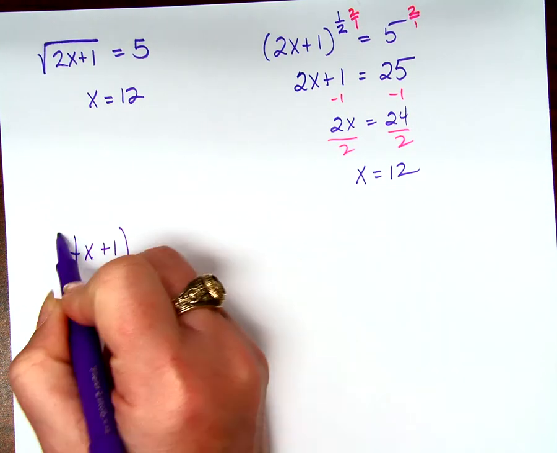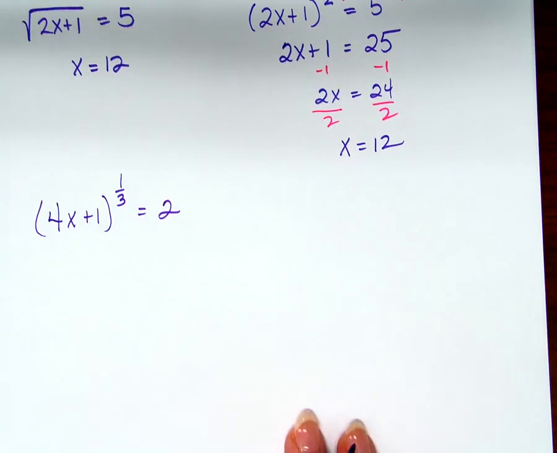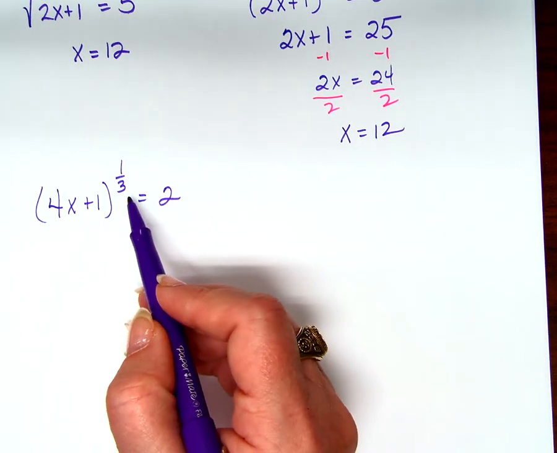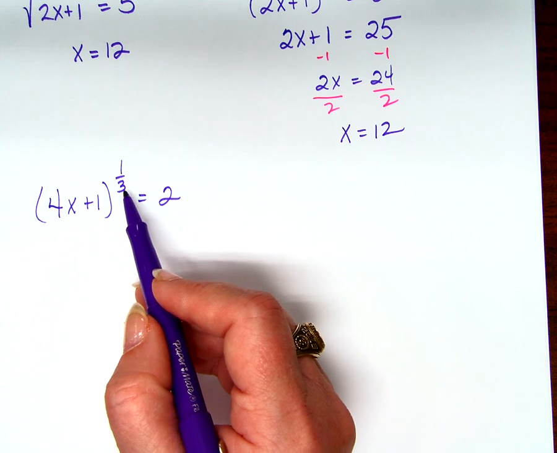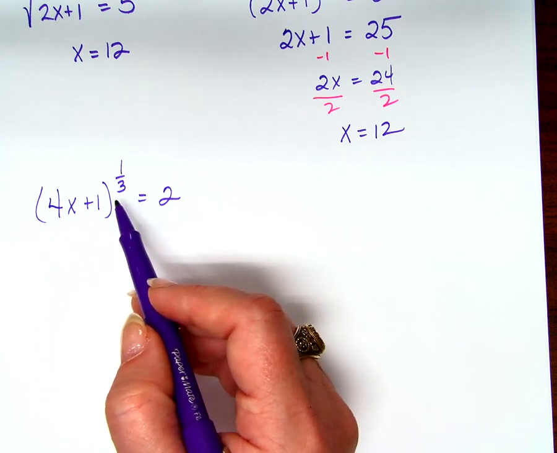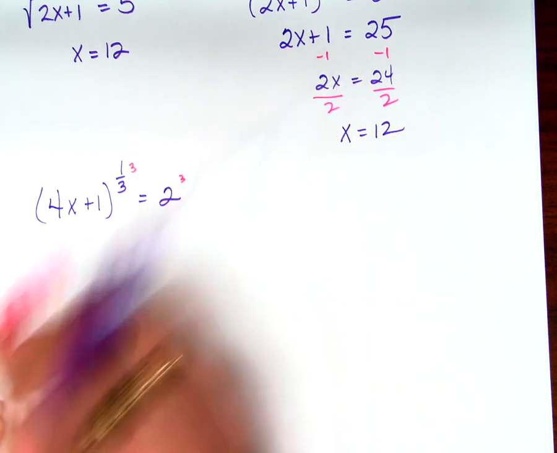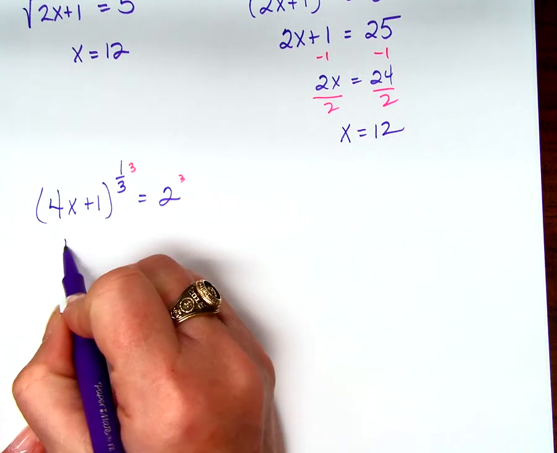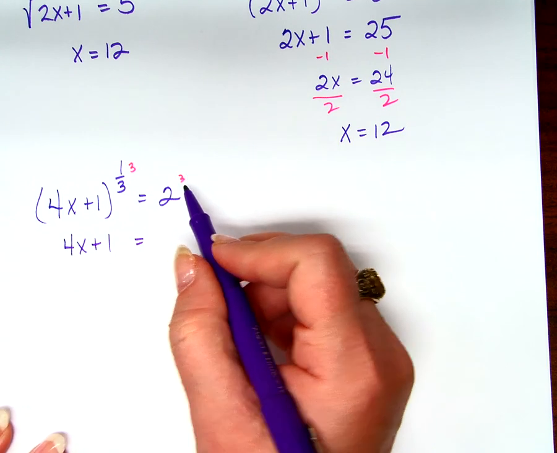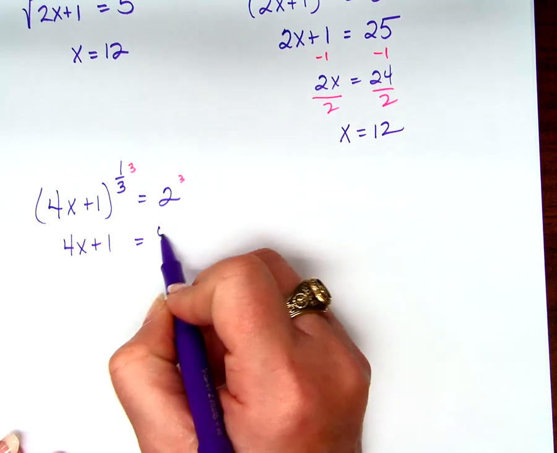So if I give you a problem like this, (4x plus 1) to the 1/3 power equals 2, could you answer that question for me? What am I asking you to do? I'm asking you to take the cube root of something. Well, how do we undo the cube root? We flip that fraction and raise it to the 3rd power. So this is 4x plus 1, and this is, what's 2 to the 3rd power? 2 times 2 times 2. 8.